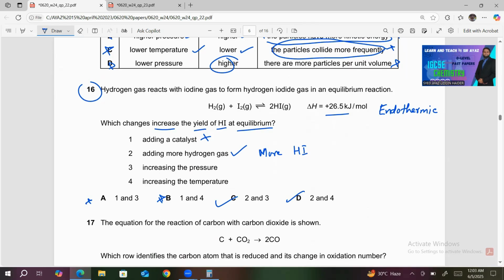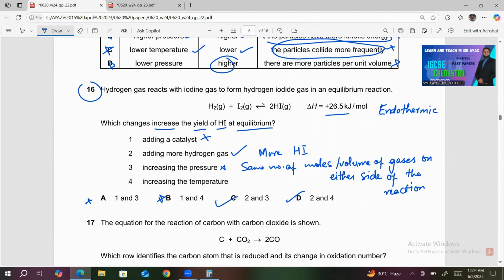3, increasing the pressure. If you increase the pressure, it has no effect on the direction of equilibrium. The reason is that you have the same number of moles, or volume of gases, on either side of the equation.